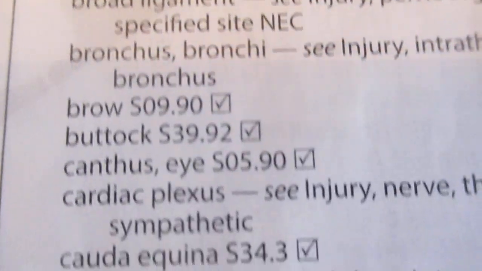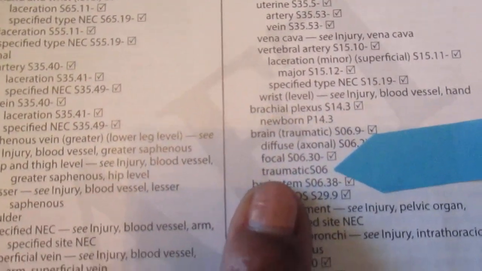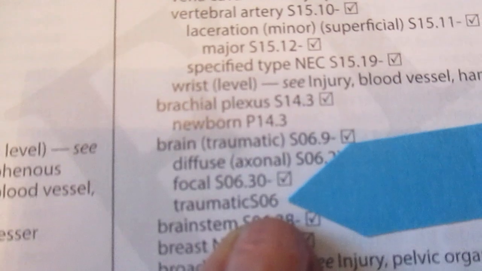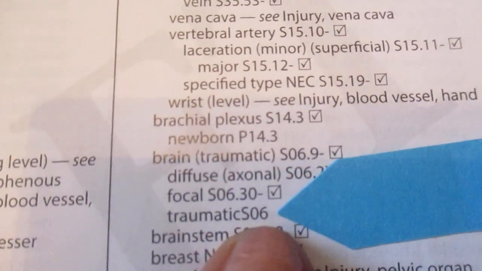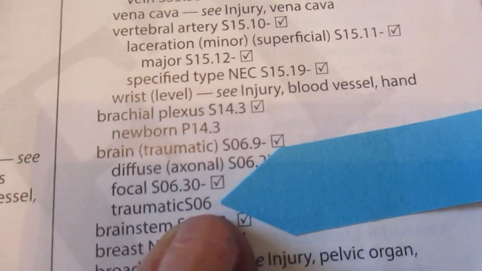Traumatic. That's going to take us way over. Oh, where did it go? Right there. It's right up under the main term brain, you guys. Sorry about that. There's brain. And if I go to subterm traumatic, it says category S06. We see that? We're in main term injury. Come down to brain, subterm traumatic. Well, it's just telling us traumatic is S06. Okay? S06.